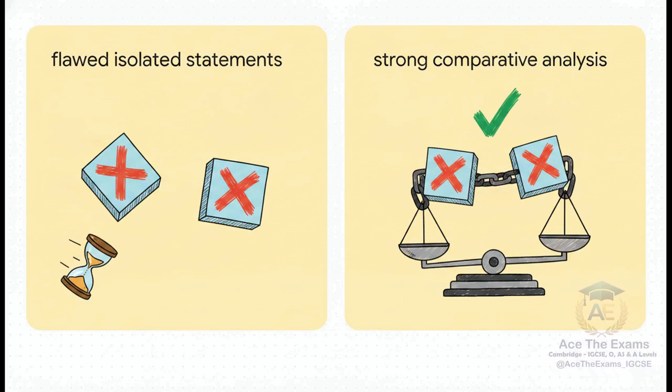The massive flaw here is that it lacks comparative connectives entirely. It's literally just 2 independent statements sitting next to each other. Now, let's rewrite that like a true expert.